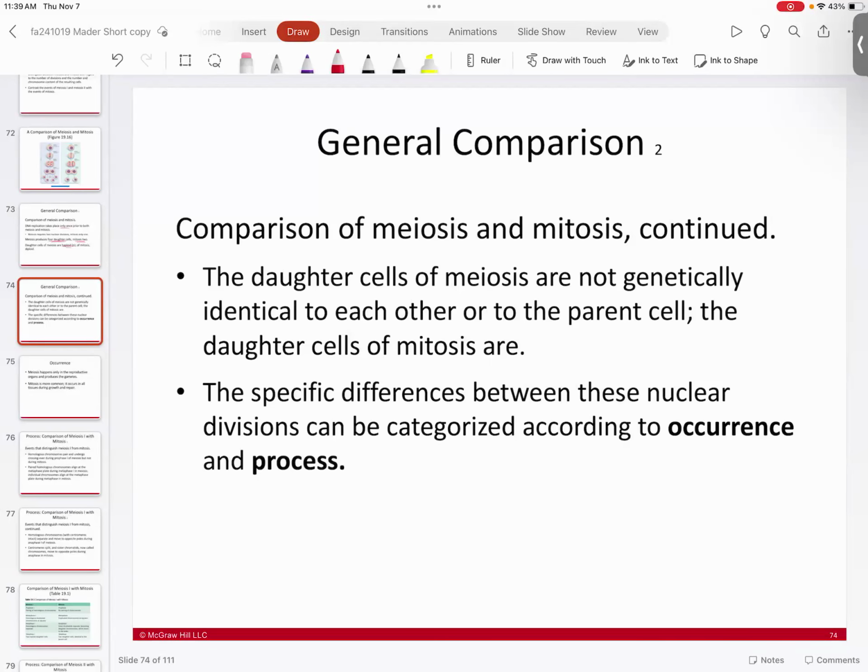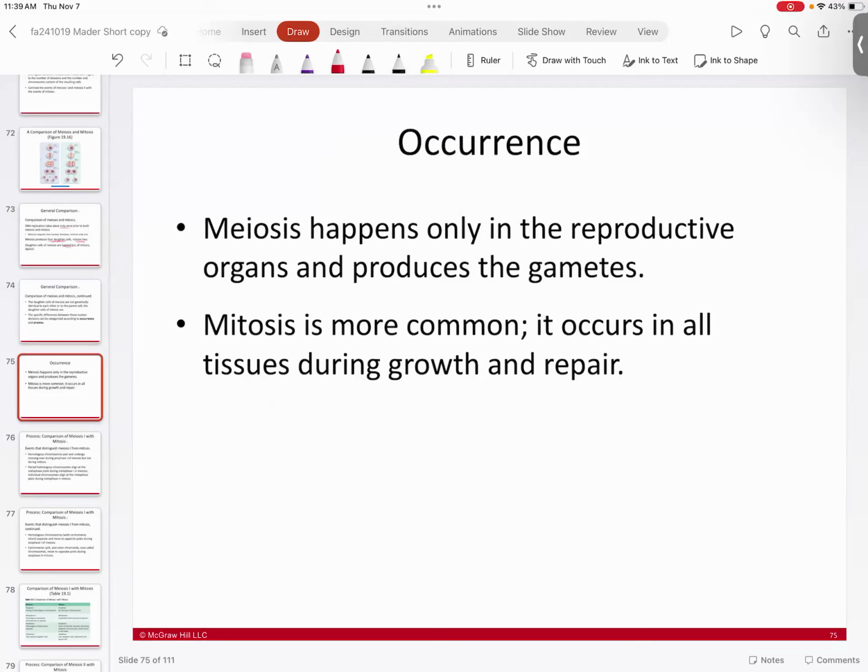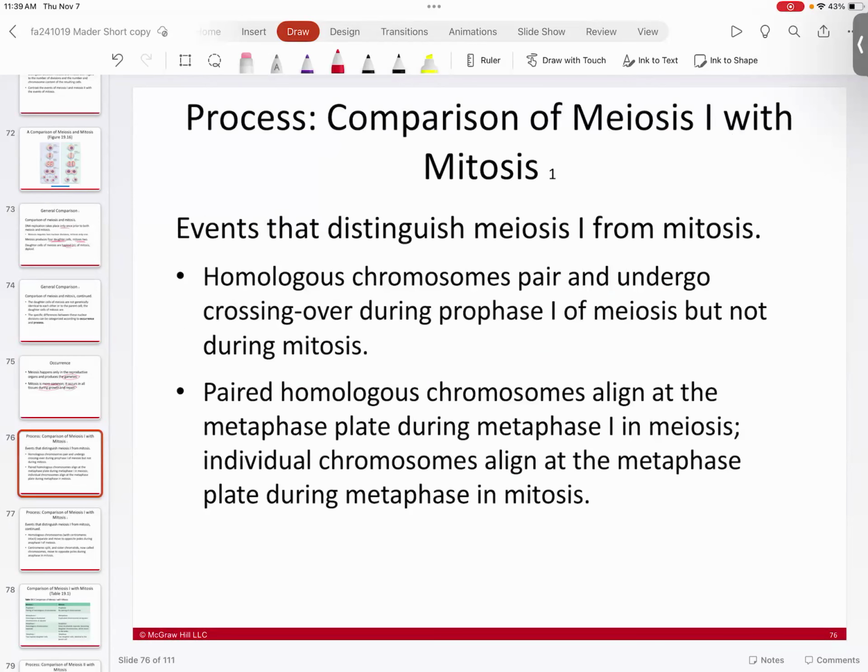And then the nuclear divisions are different in terms of occurrence and process because you have 2 different pieces. So occurrence, basically, this is when your reproductive organs are occurring. So they're only occurring in your reproductive organ and only for the purpose of gametes. So it's not something that's happening everywhere. Meiosis is limited in its occurrence, whereas mitosis is more common. It's basically everywhere throughout your body. It's through tissue growth and also repair. So it's much, much more global.